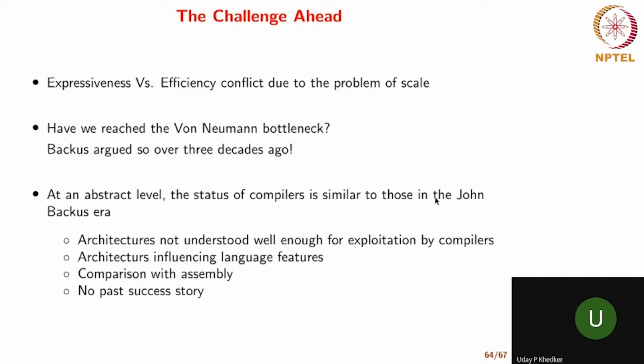At an abstract level, the status of compilers is similar to those in the John Backus era. Architectures are not understood well enough for exploitation by compilers. I gave you an example of relaxed memory consistency, and architecture influencing language features. This is exactly what happened in John Backus' time. And there's always this comparison with assembly.